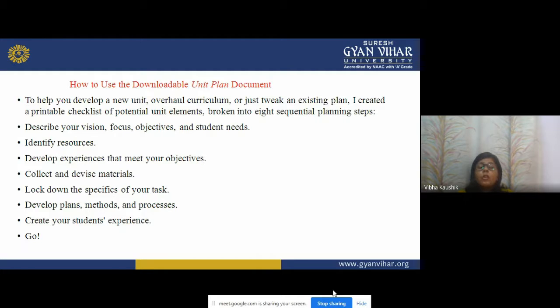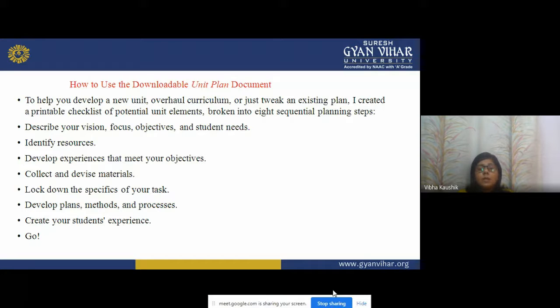Describe your vision. What is your vision for teaching that particular topic? Focus on what area you are focusing. Objective. What are your objectives and students' needs? And what is the need of your students? Identify resources. You have to look out for the resources that will be used by you. Develop experiences that meet your objective. Now you have to develop those experiences that will help you to achieve your objectives.